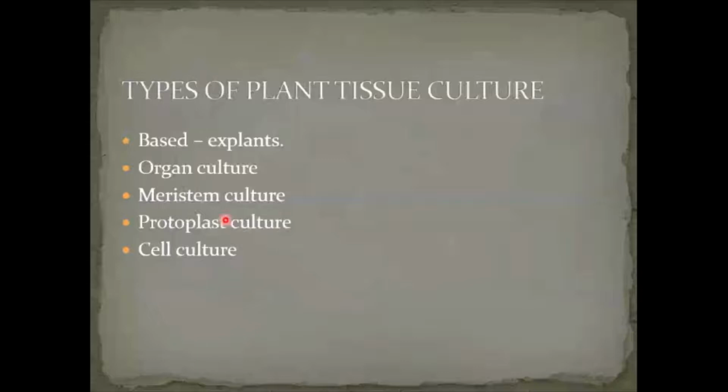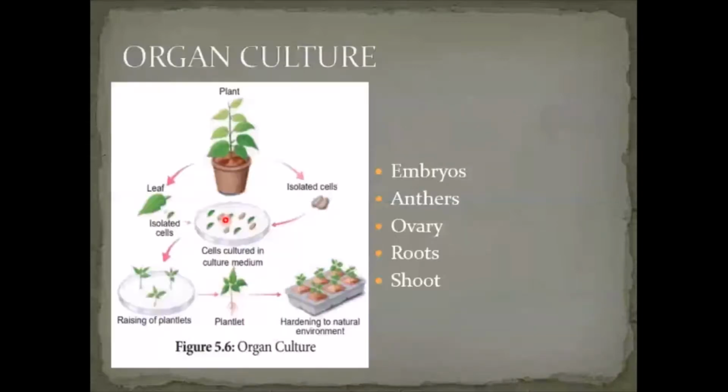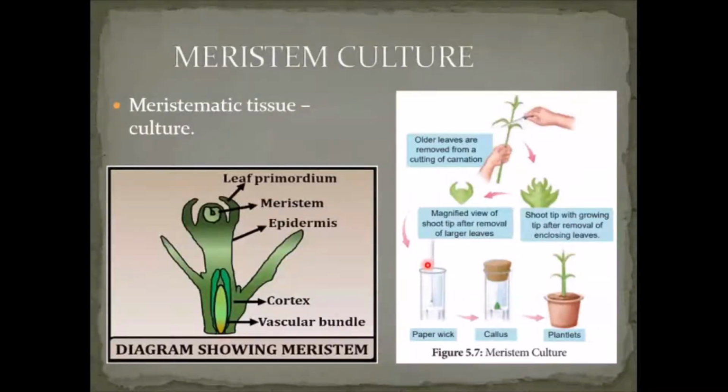Then come to the first one, organ culture. Already we discussed what organ culture is. Organs are regenerated by using the same organs or different parts of plants. See here, embryos can be regenerated, anthers can be regenerated, ovary, roots, shoot. We can use embryo, anther, ovary, root, shoot, any part for the regeneration of plants. And the next one is meristem culture.